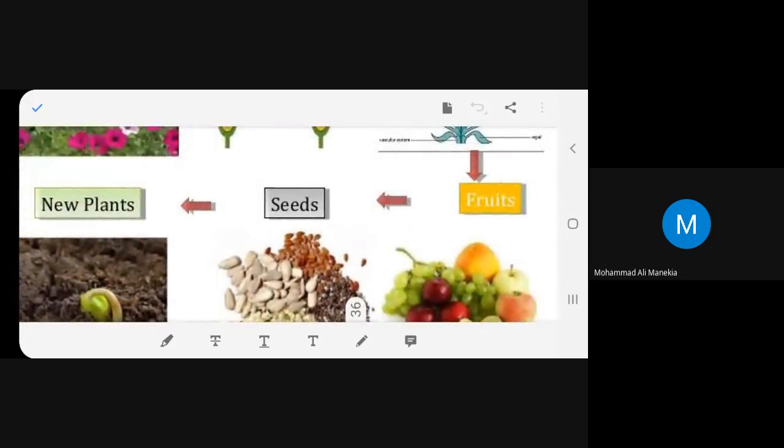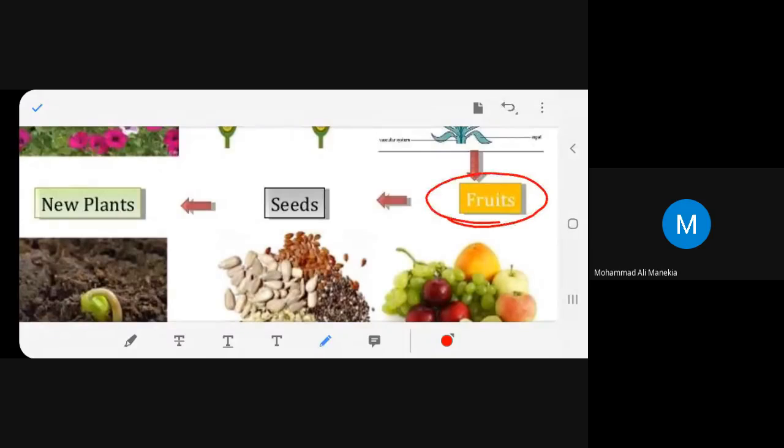What becomes of the flower? Fruits. So you can see all these fruits. What do fruits have? They have seeds. You can see these seeds. And when seeds are put in the soil, what do we get? New plants. So what is this called? Germination.